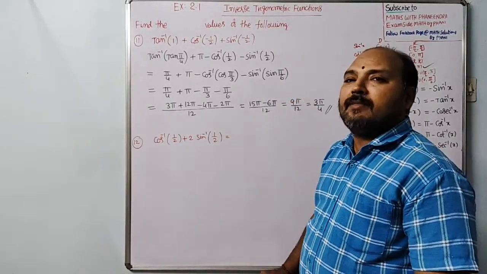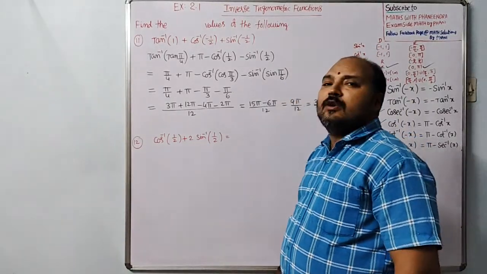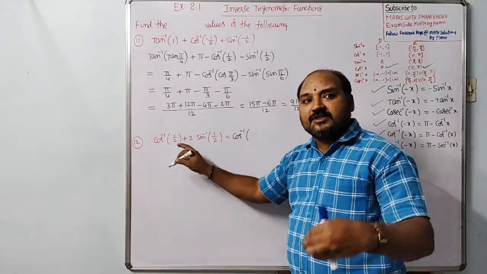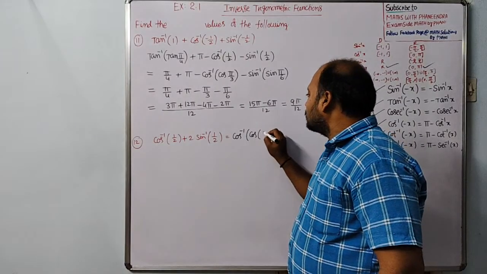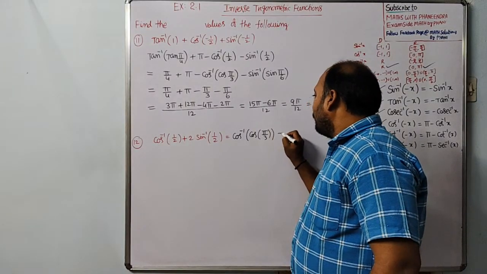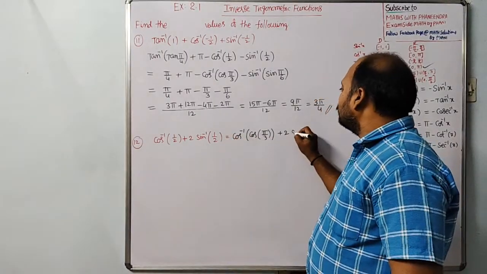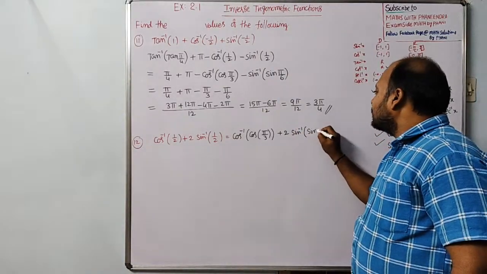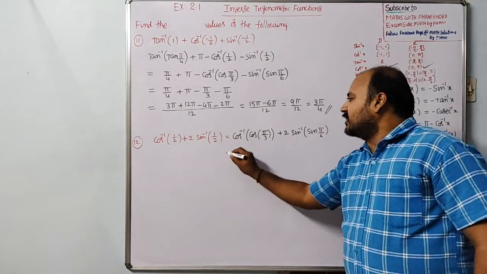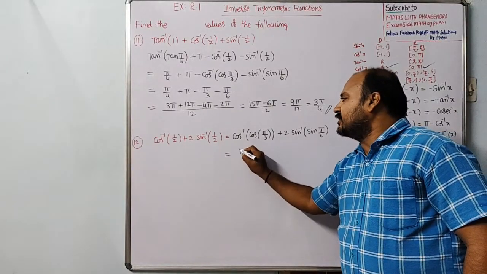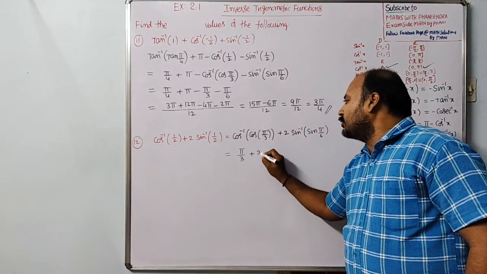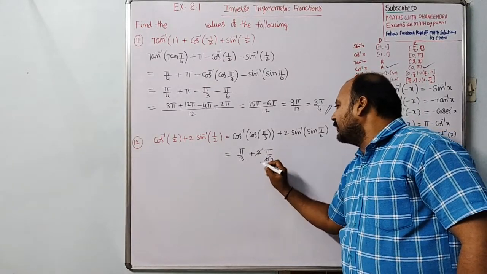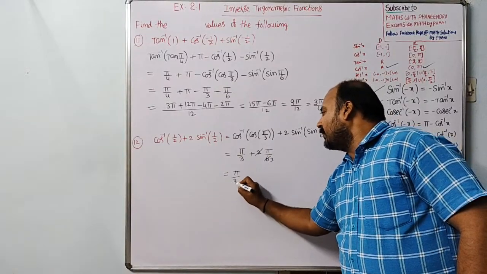Cos inverse of 1 by 2 plus 2 times sine inverse of 1 by 2. So cos inverse of 1 by 2 in terms of cos is cos 60 degrees, so cos pi by 3, plus 2 into sine inverse of 1 by 2. Sine inverse of 1 by 2 in terms of sine is sine pi by 6. So cos inverse of cos theta is theta, plus 2 into sine inverse of sine theta is theta. So pi by 3 plus 2 times pi by 6, two 1s, two 3s, pi by 3 plus pi by 3, 2 pi by 3.